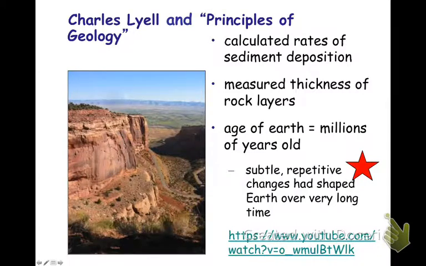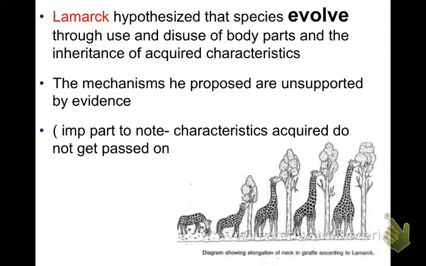So, these were the two geologists whose works influenced Darwin's thinking. Then we talk about Lamarck. Now, who is Lamarck? Unfortunately, Lamarck came up with the right word, but the wrong conclusion. He is the one who came up with the idea that species evolve, but the wrong conclusion.